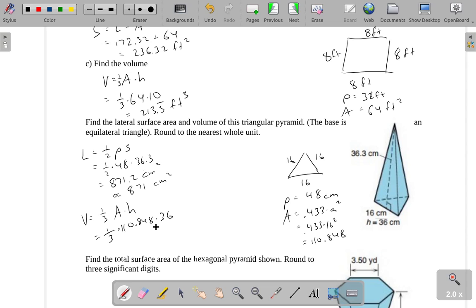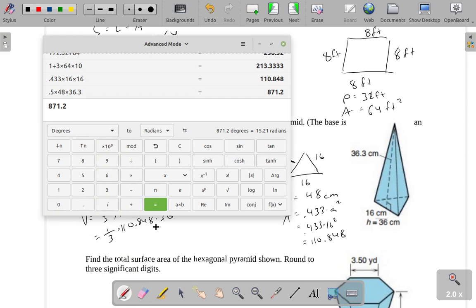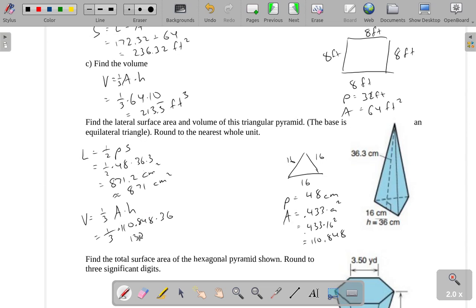36. So let me multiply these numbers together. 1 divided by 3 times 110.848 times 36, which gives me 1330.176. And again, I'll round this off to the nearest whole unit because that's what it calls for. So this will be 1330 cubic centimeters.